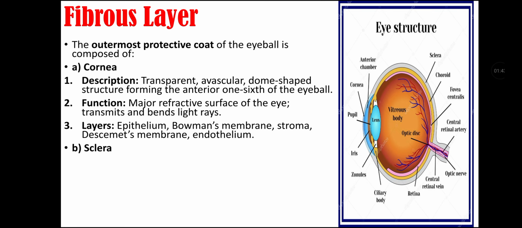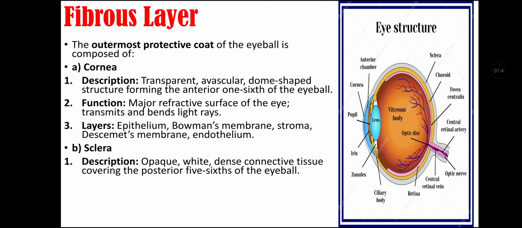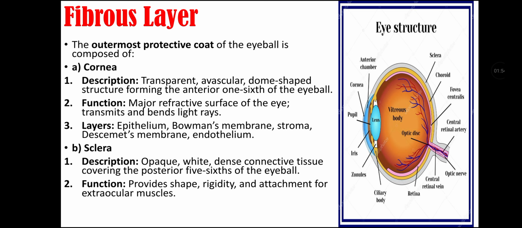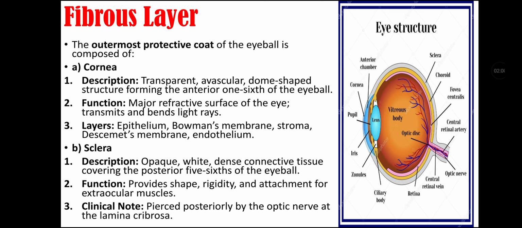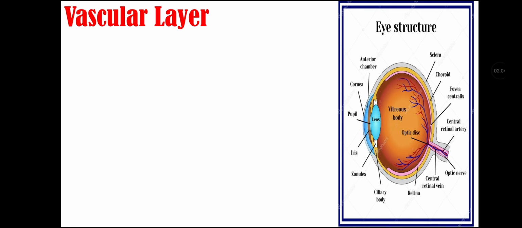Then the second part of fibrous layer is sclera. It is opaque, white, dense connective tissue that covers the posterior five-sixths of the eyeball. This layer provides shape, rigidity and attachment for extraocular muscles. And this layer is pierced posteriorly by the optic nerve at the lamina cribrosa.